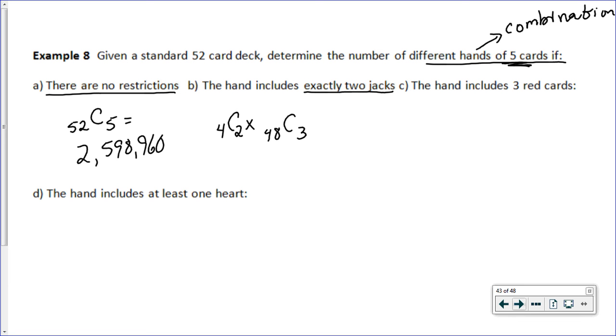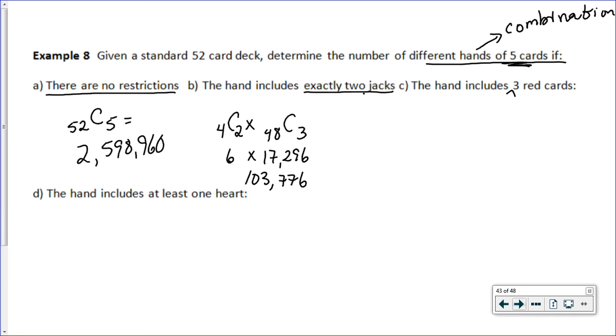So this is how I would figure that out. 4 choose 2 is 6 times 3 out of the 48 remaining cards. Well, that's 17,296, which leaves me with 103,776 possible 5 card hands with 2 jacks.